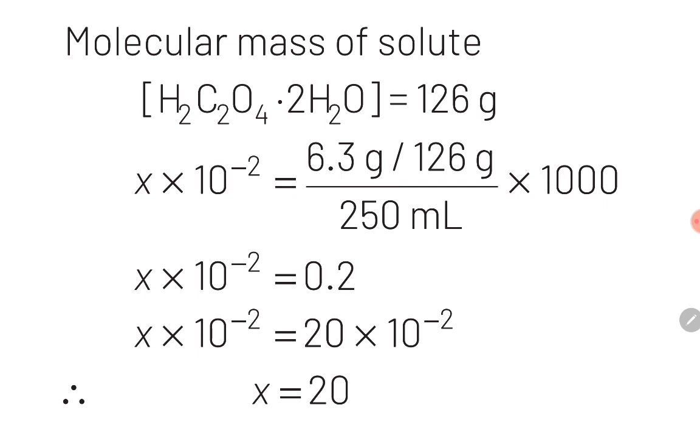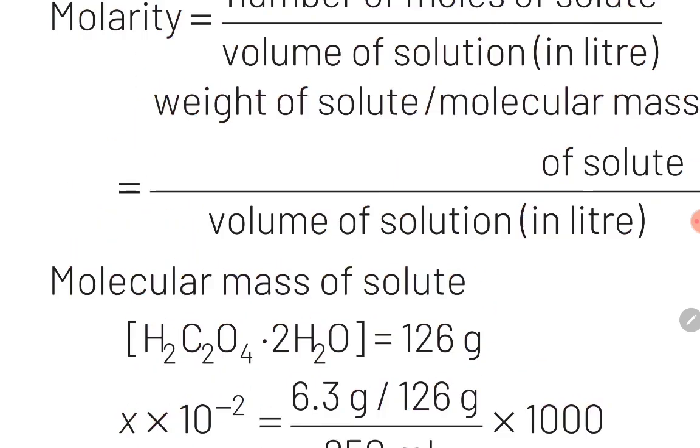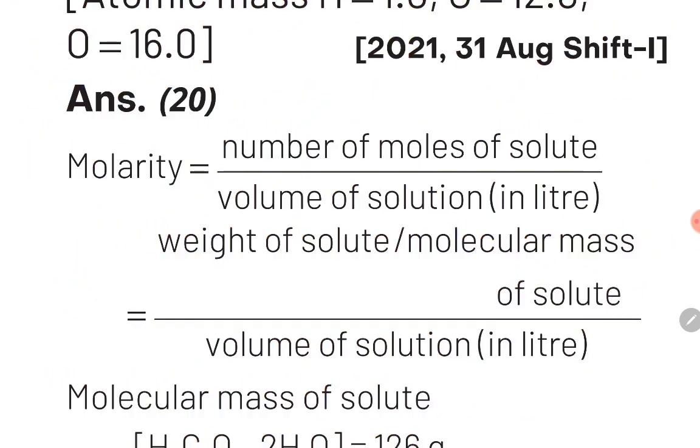So on calculation, we'll obtain 2 into 1 grams for hydrogen plus 2 into 12 grams for carbon plus 4 into 16 grams for oxygen plus 2 into 18 grams for water. Guys, on adding all of these values, we'll obtain the molar mass of solute as 126 grams. Guys, once we know molar mass of solute, we'll use the formula of molarity.